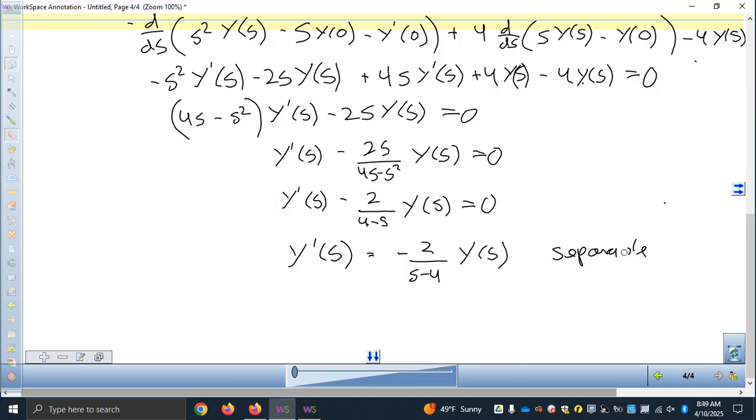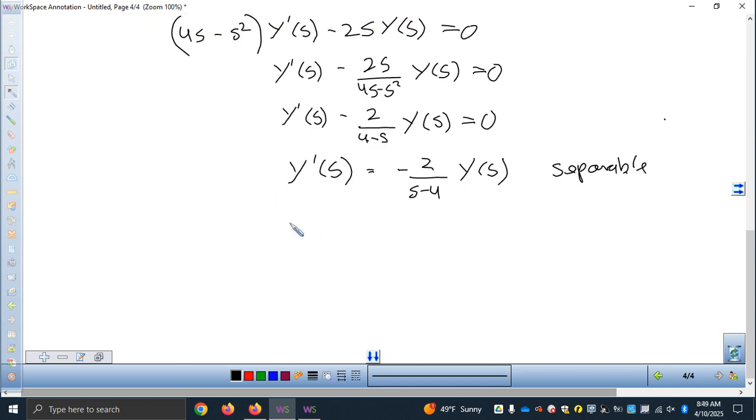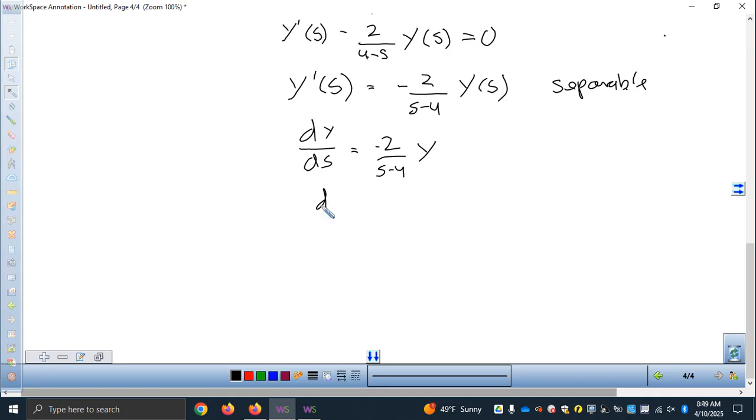Now you could use the integrating factor here. From here, it will work. Using the integrating factor will work on separable differential equations. But we're going to separate this. The way we'd write it when we do separable equations, dy ds equals minus 2 over s minus 4 y. So we get dy over y equals minus 2 ds over s minus 4.